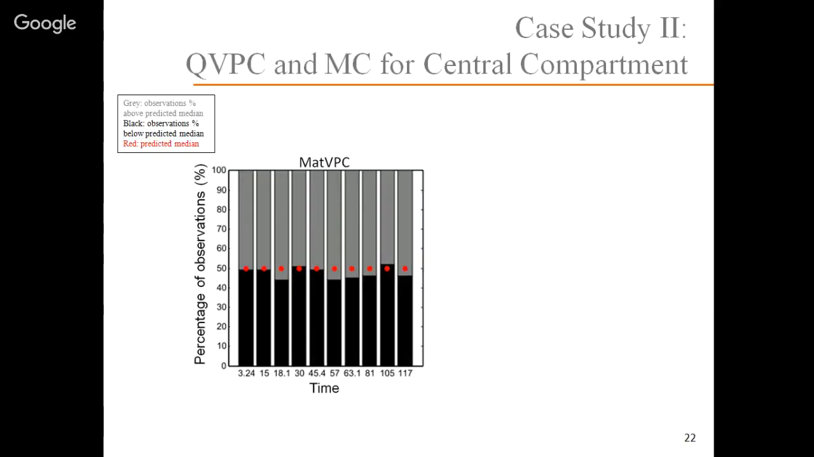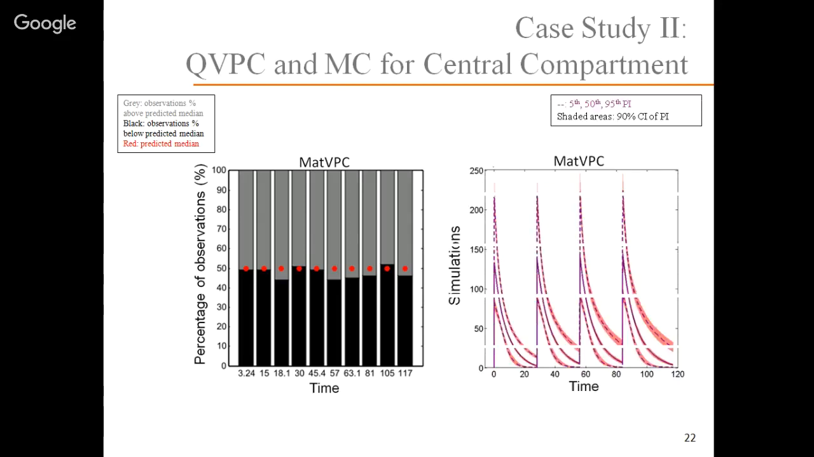So here is also a QVPC plot, which was automatically generated by our tool, which is something that, to my knowledge, no other tool in the field can automatically generate. And we see here how the observations are distributed above in gray and below in black, the predicted median of the model. One can also generate simulations of their model, of the model I just showed here.